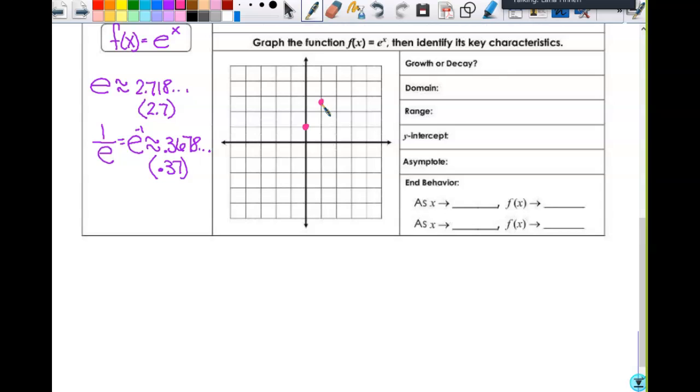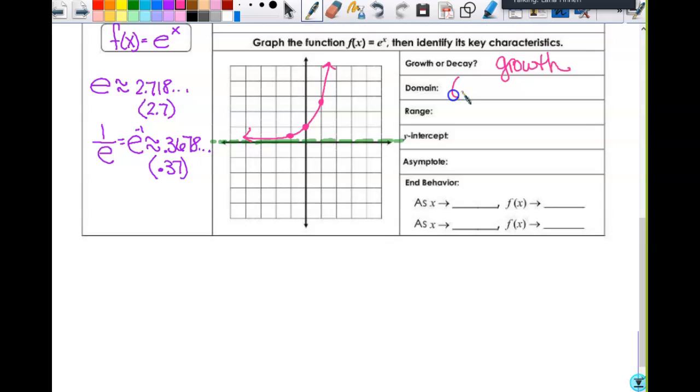Graph that. E to the negative 1 power is about 0.37, so I go up about a third of the way. And just like with the other ones, the smaller and smaller this number gets, I'm going to get closer and closer to 0, but I'm never actually going to get there. So my function looks like this. It's the exact same concept and the exact same shape as your b to the x when it was 2. It's just that instead of 2, it's e, or it could be 3 or 4 or whatever. Same ideas. Since I'm increasing, this is exponential growth.